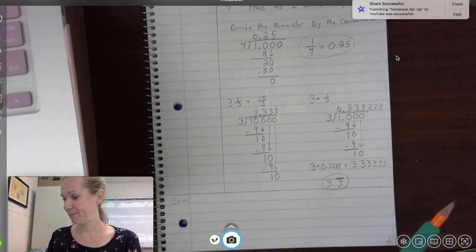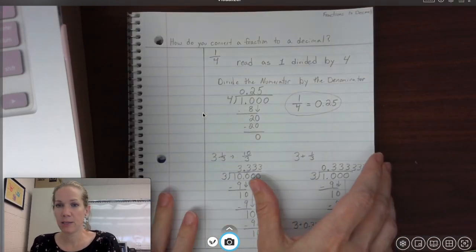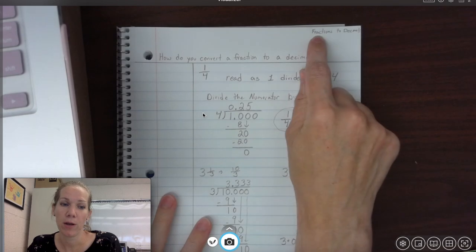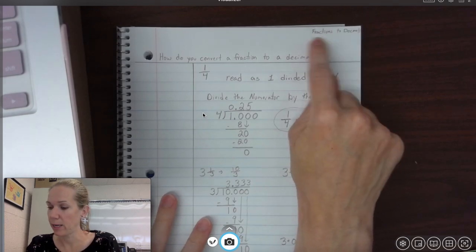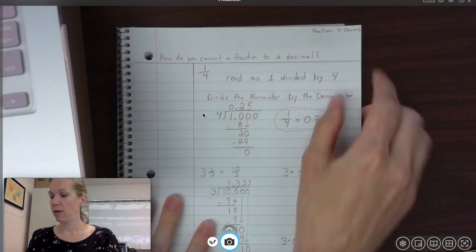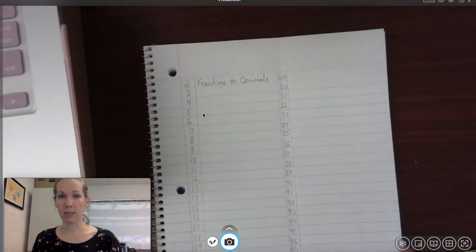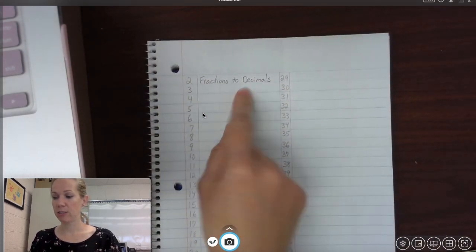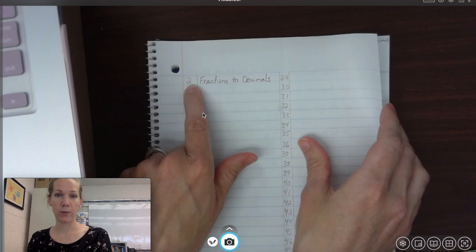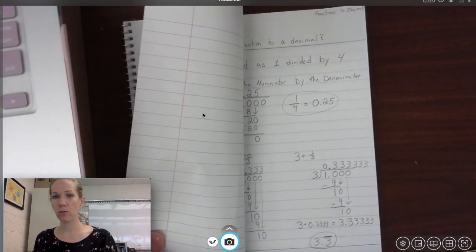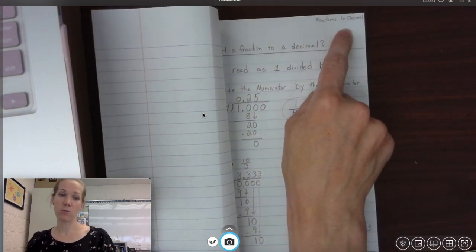Thank you. To keep things simple, the same thing that we put up in the upper right-hand corner of our notes is going to be what we put on our table of contents. So fractions to decimals, if you notice that's next to page 2. If I turn to page 2, fractions to decimals is what I have written there.